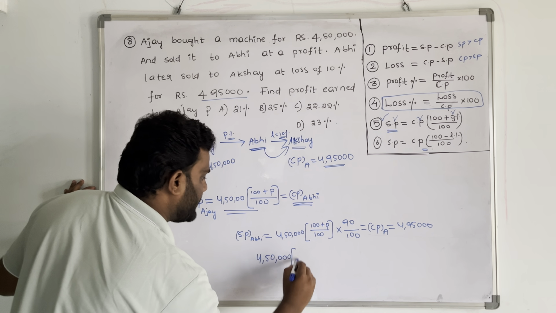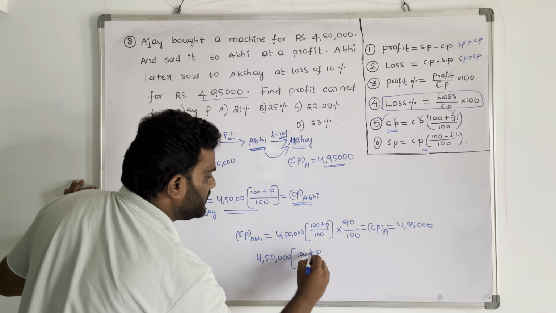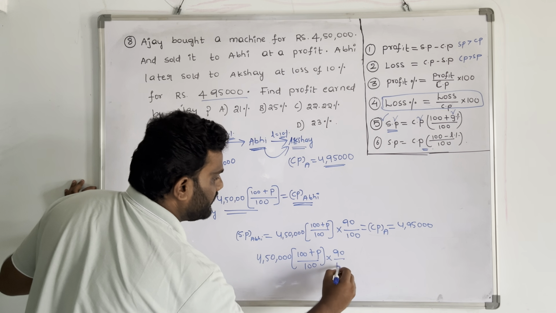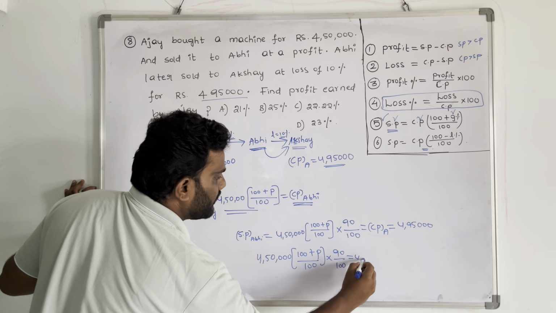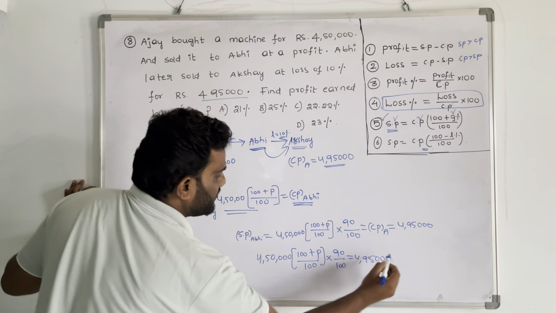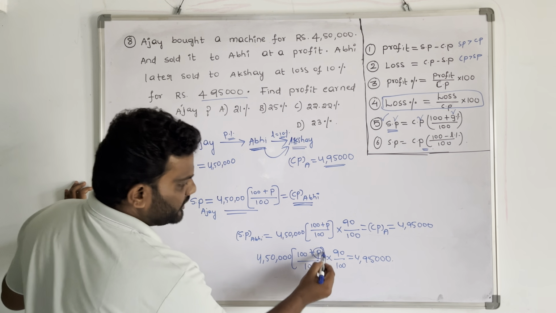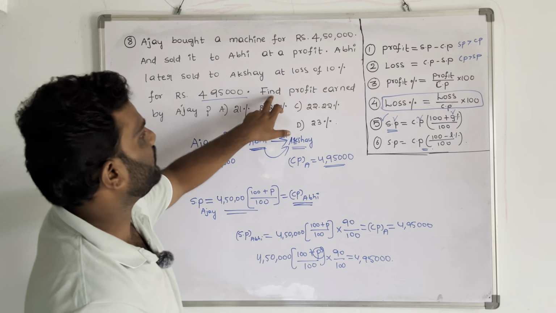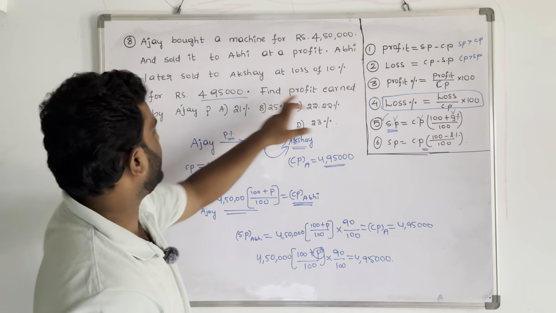Simplification, right? You can observe here. I will rewrite the equation into 90 by 100 is equal to 4,95,000. So if you observe here, you are only left with P. That P is nothing but the profit earned by Ajay. That is what we have to find: the profit earned by Ajay.